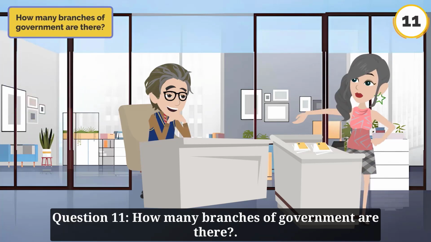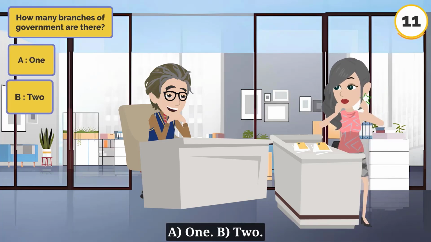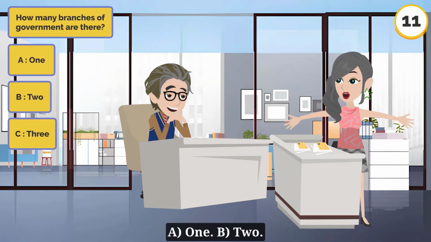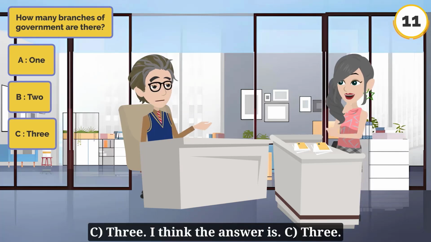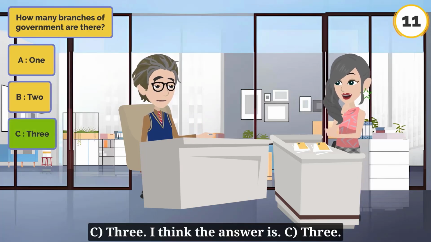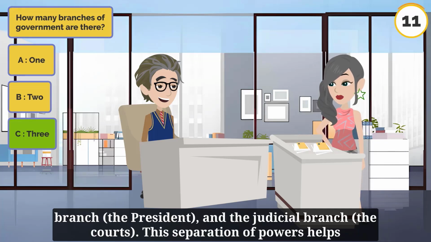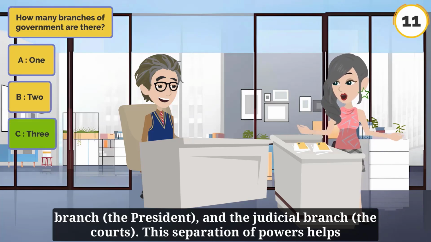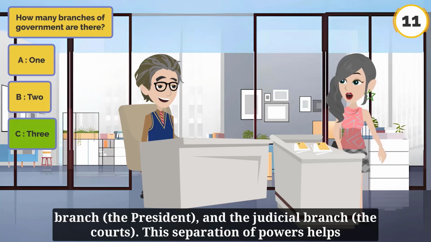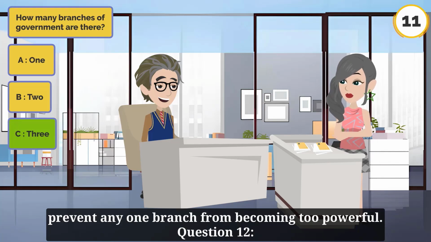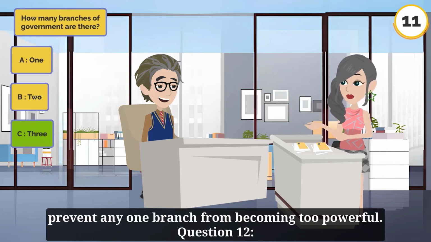Question 11. How many branches of government are there? A. 1, B. 2, C. 3. I think the answer is C, 3. Correct. There are 3 branches of government: the legislative branch, Congress; the executive branch, the President; and the judicial branch, the courts. This separation of powers helps prevent any one branch from becoming too powerful.